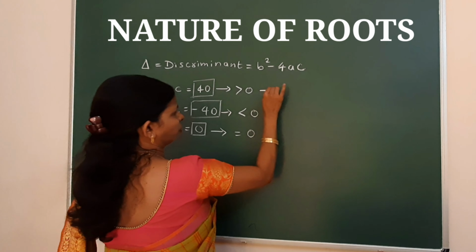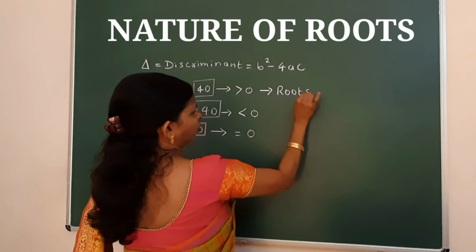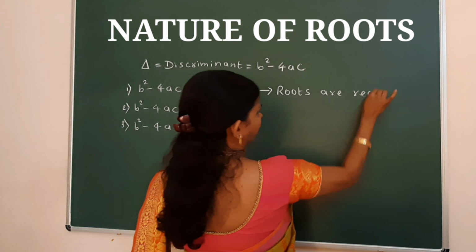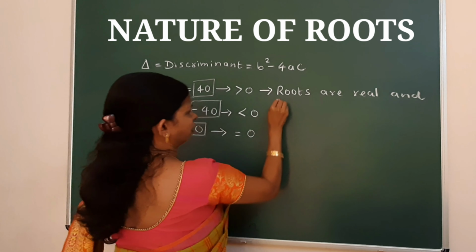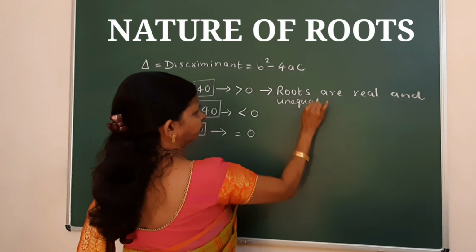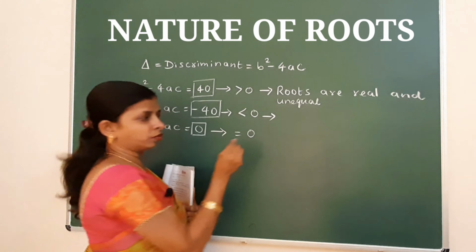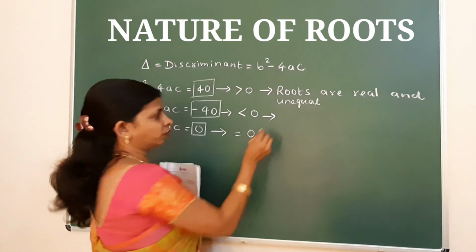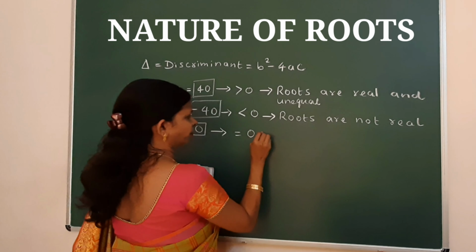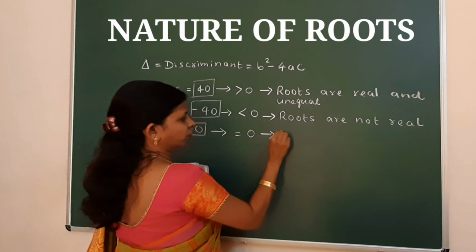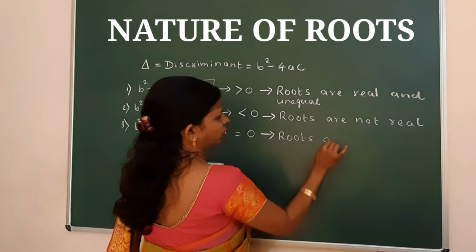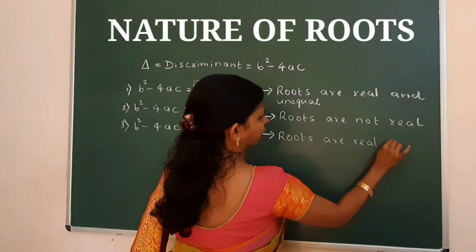If it is greater than 0, roots are real and unequal. If it is less than 0, then the roots are not real. If at all it is equal to 0, the roots are real and equal. This is how we determine the nature of the roots.